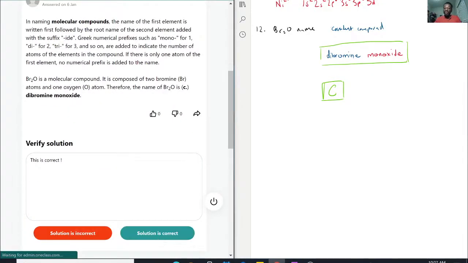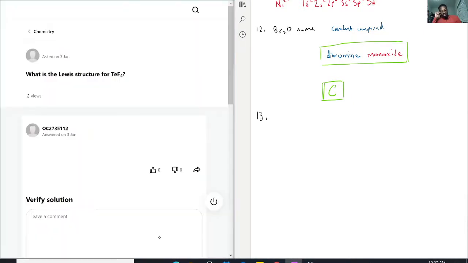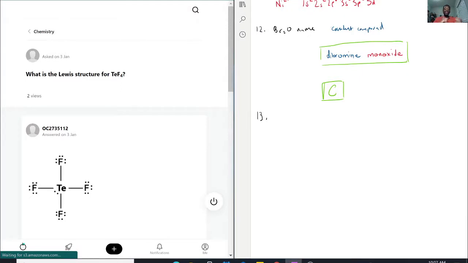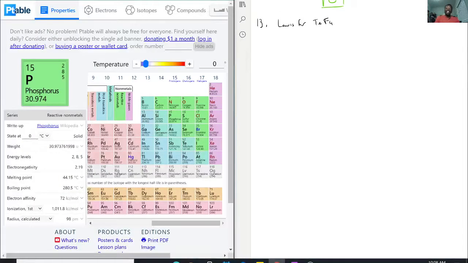Now for question number 13. We have, what is the Lewis structure for TeF4? Well, I mean, unfortunately, we have the answer right there, but I'm still going to describe it. So, Lewis for TeF4. So if we can just ignore that answer right there staring at our face, because that is drawn quite big, we're still going to go through the periodic table and see how we got that Lewis structure to begin with.